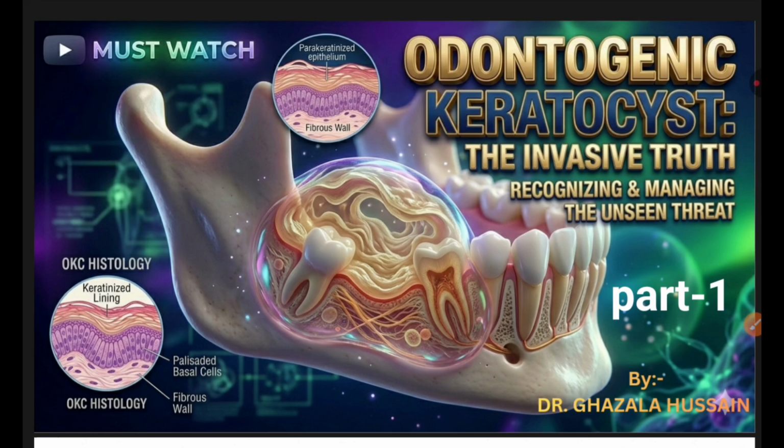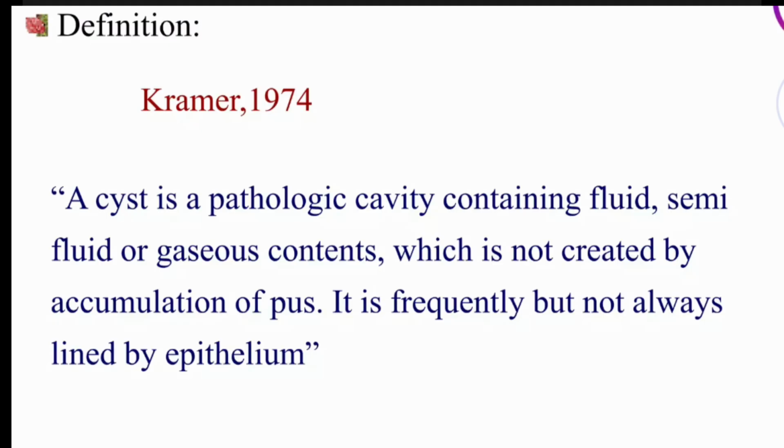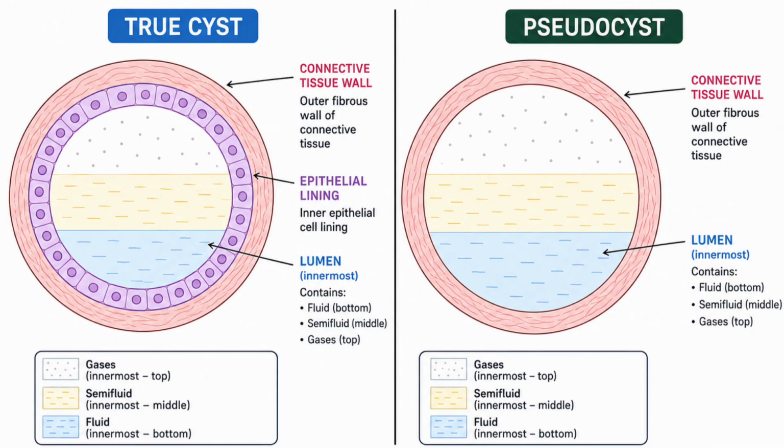Before beginning with odontogenic keratosis, if any cyst comes in the exam, first you need to write the definition of cyst, which was given by Kramer in 1974. He defined cyst as a pathological cavity having fluid, semi-fluid or gaseous content and is not created by the accumulation of pus. It is frequently but not always lined by epithelium. Mark the line, it is frequently but not always lined by the epithelium.